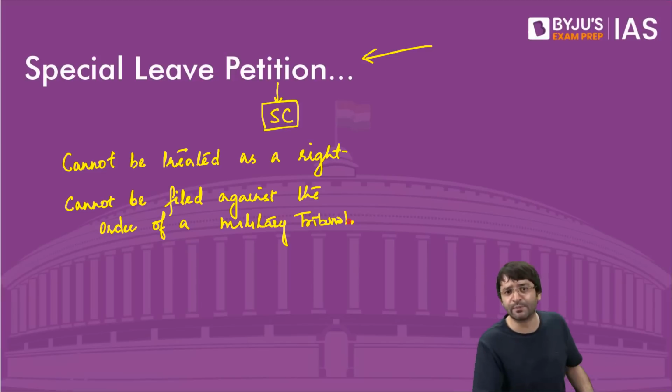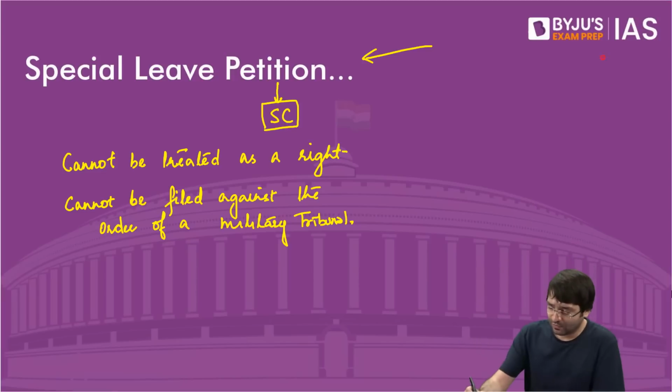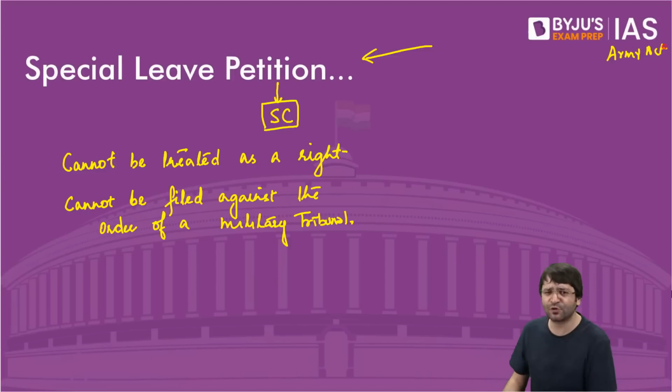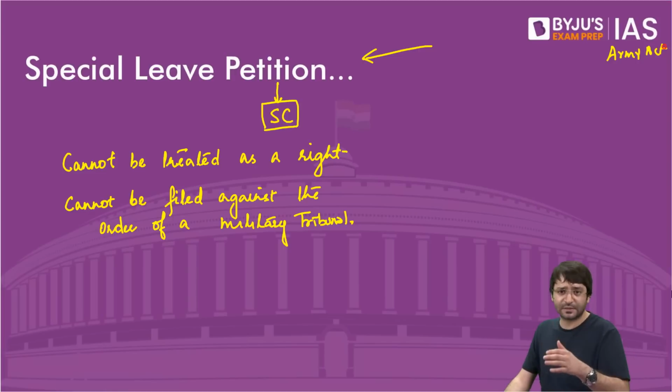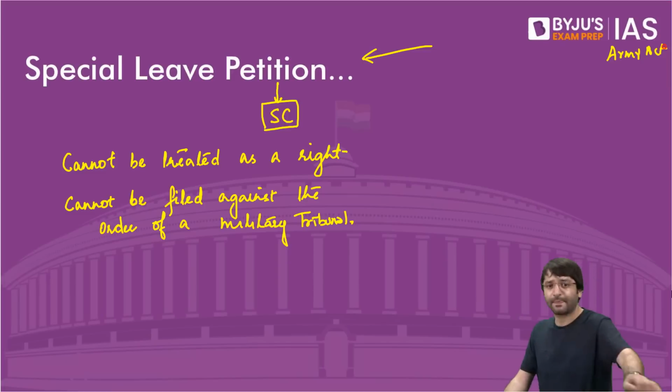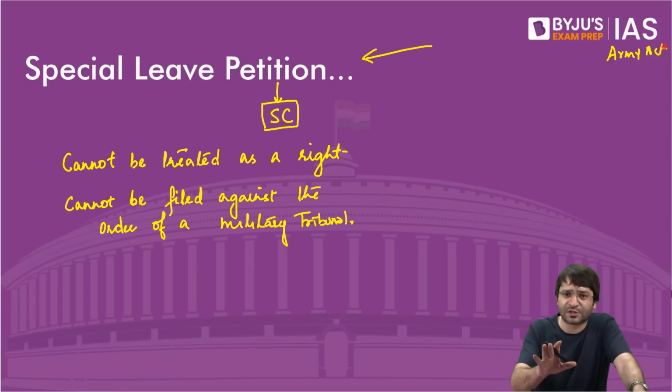What is this military tribunal? For example, Army Act, Navy Act, Air Force Act. For example, there is an army personnel who has committed a crime. Let's say the crime is rape. Let's say the crime is murder. Let's say the crime is shooting somebody on mere suspicion. There are different tribunals, a different structure of justice, for these personnel who are working in the Army, Navy, or Air Force.